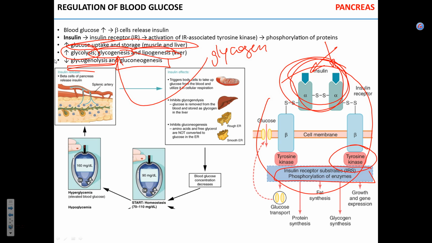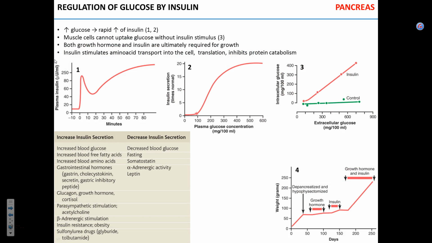And it inhibits what? Glycogenolysis, breakdown of glycogen to make glucose, and gluconeogenesis, making glucose from scratch. You already have plenty. Clear? Does that make sense? Any questions about this? I hope I made myself really clear.